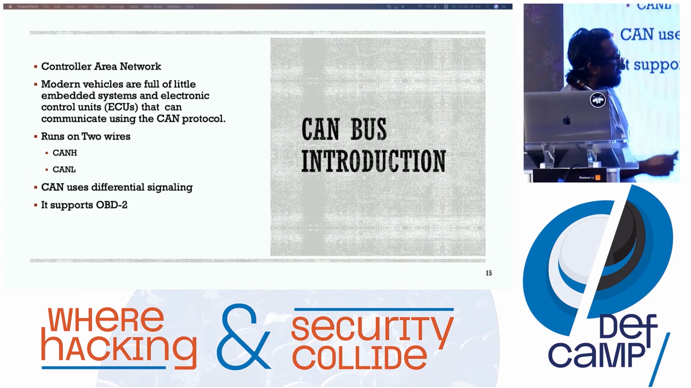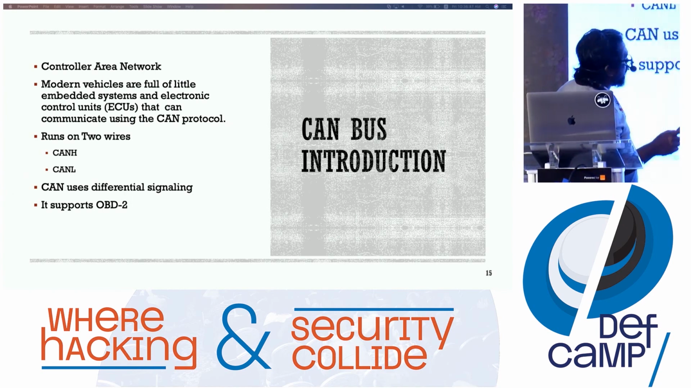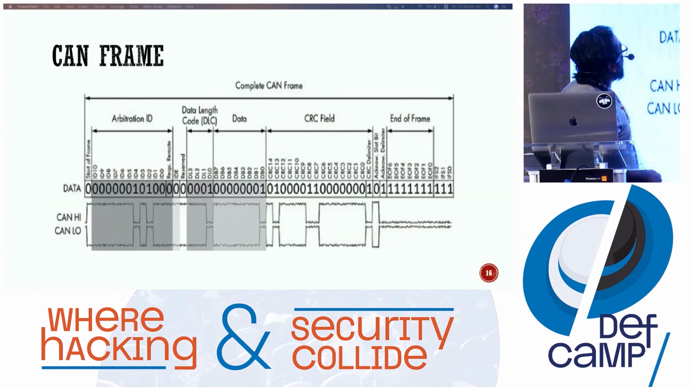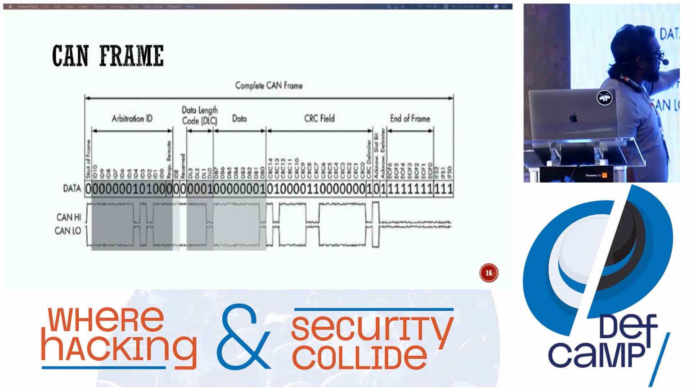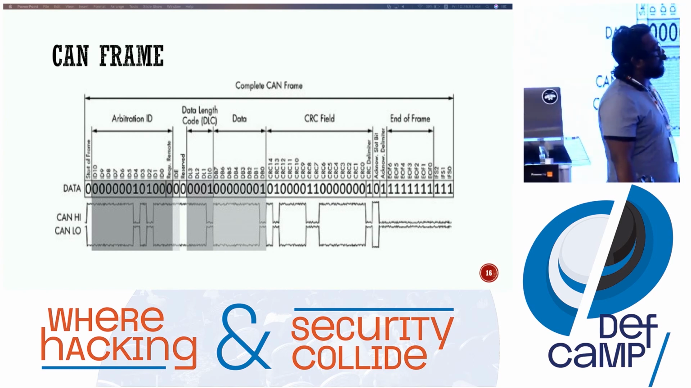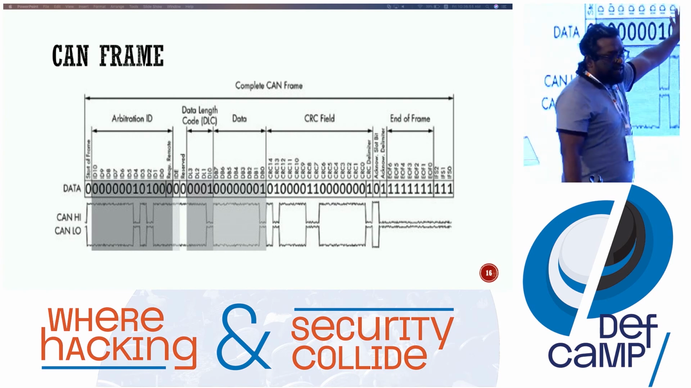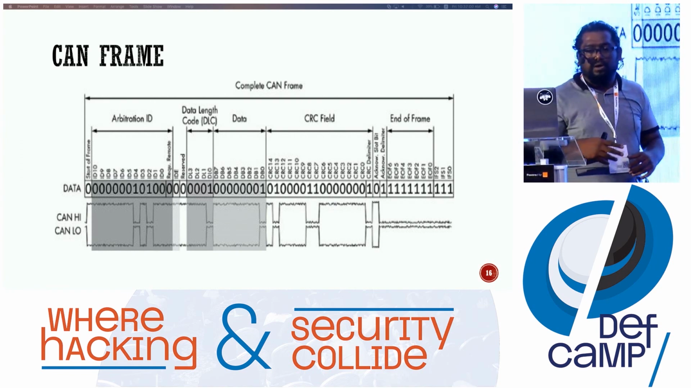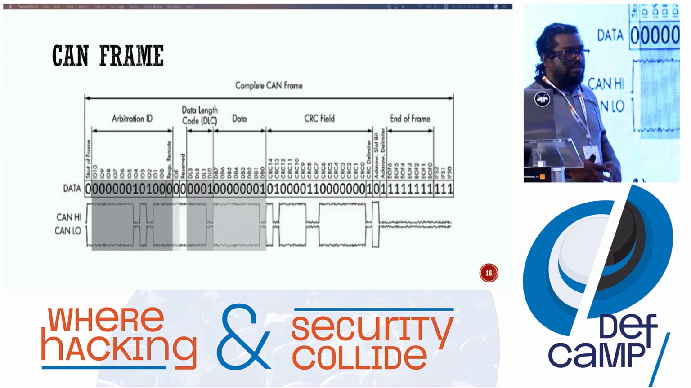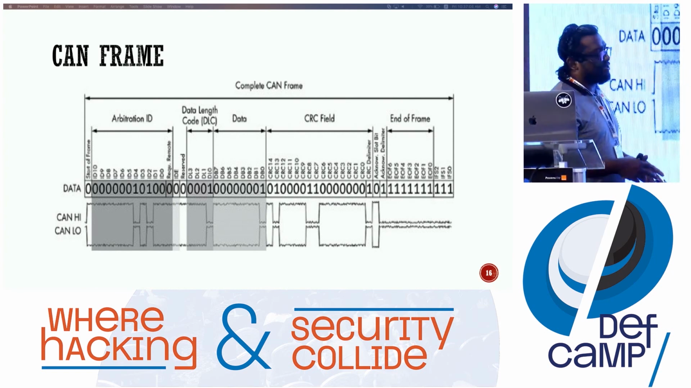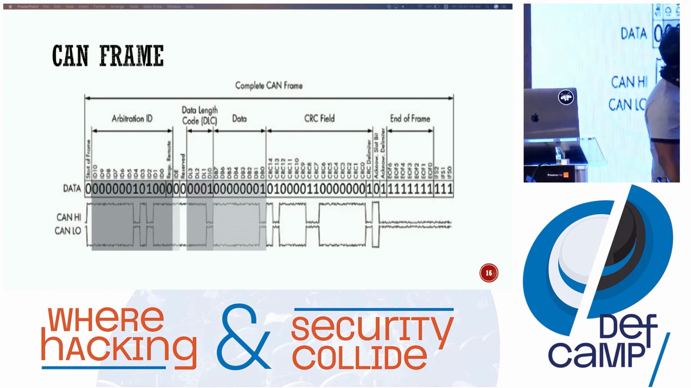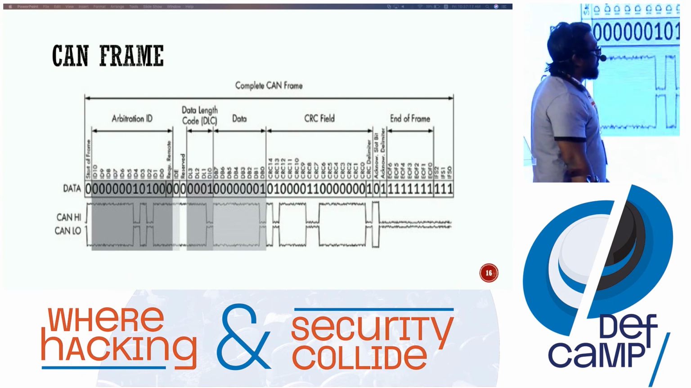As I said, CAN bus is two-wire communication, CAN high and CAN low, and it uses differential signaling. It has some packet frames. The arbitration ID is so important when you're trying to do pen testing, or rather some sort of attacks on the ECU or other parts of the car itself physically. Then there's the DLC, then data, then CRC, and end of frame.